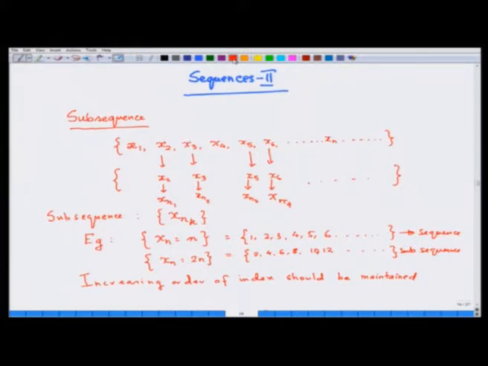So what I have created is a subsequence consisting of x2, x3, x5, x6, x8, x9, x11, x12, x14, x15 and so on. But remember that here I have to maintain the order of the indexes 2, 3, 5, 6 and so on. The increasing order of index has to be maintained. If I say first put x6 and then I put x2 and then I put x12, it is not a subsequence, and this is a very important point. If you do not maintain this point, then you can't play with the subsequence.